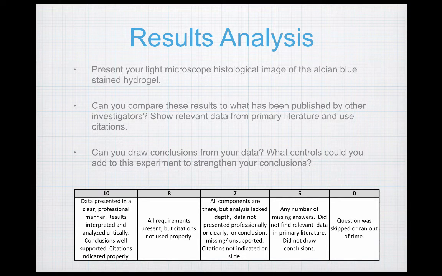Now for the results analysis, present your light microscope histological image of the Alcian blue stained hydrogel. Can you compare these results to what has been published by other investigators? Show relevant data from primary literature and use citations. Can you draw conclusions from your data? What controls could you add to this experiment to strengthen your conclusions? And your response will be graded according to the following rubric.